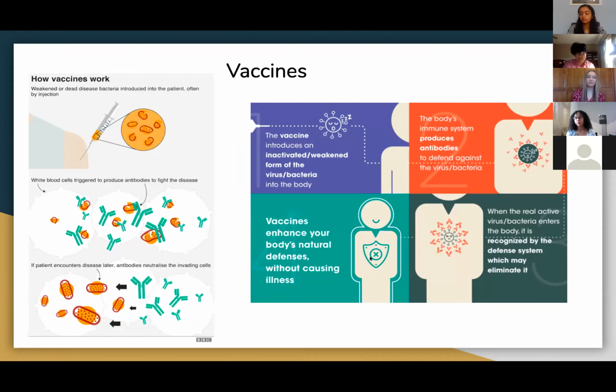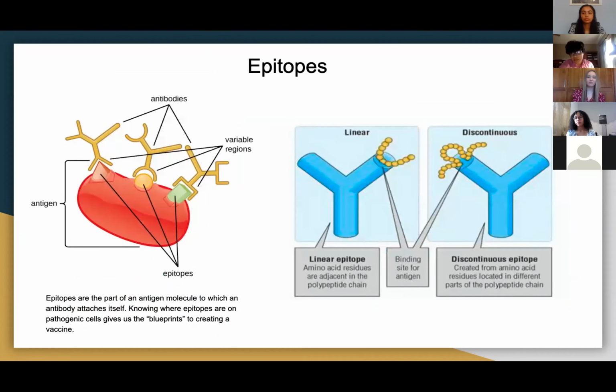So, epitopes. Epitopes are the part of an antigen molecule to which an antibody attaches itself. They are recognized by the immune system as a peptide or protein and are either conformational or linear, depending on their spatial orientation. Essentially, knowing where these epitopes are on pathogenic cells gives us the blueprints for vaccines.